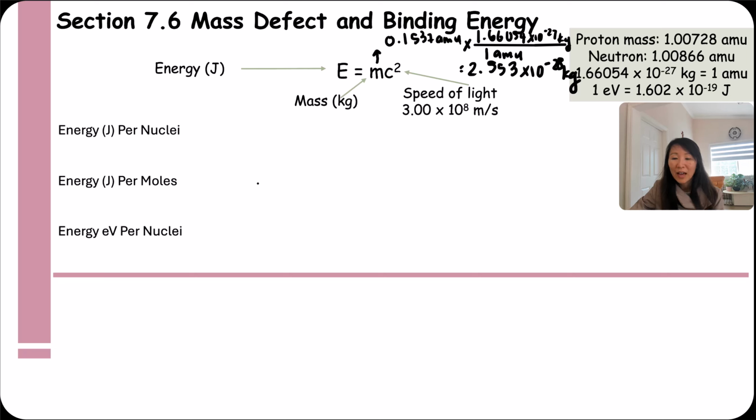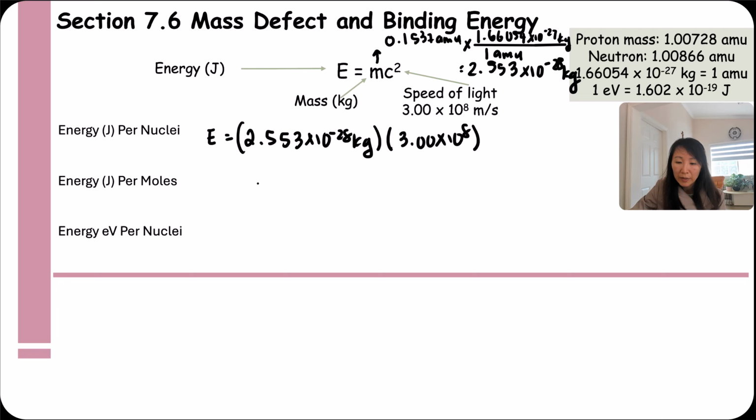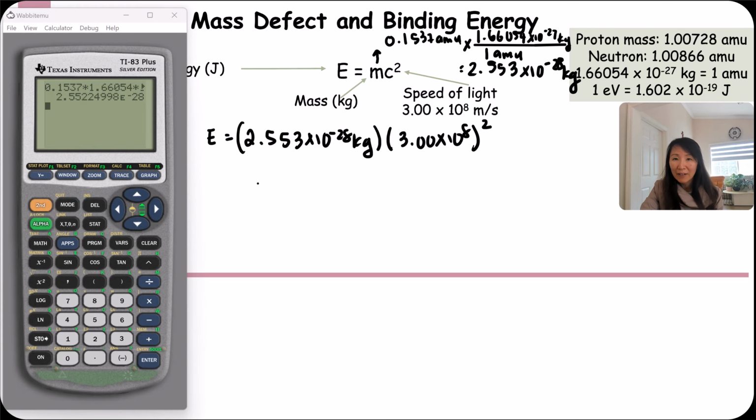Okay, so now that we have that, we can plug this into E equals mc squared. So E is equal to mass, which is 2.553 times 10 to the negative 28 kilograms. And then multiply that by the speed of light, but not just the speed of light, we have to square that speed of light. Okay, so let's go calculate that. So already I have my mass over there. So I'm going to multiply by the speed of light. I'm going to put it in parentheses.